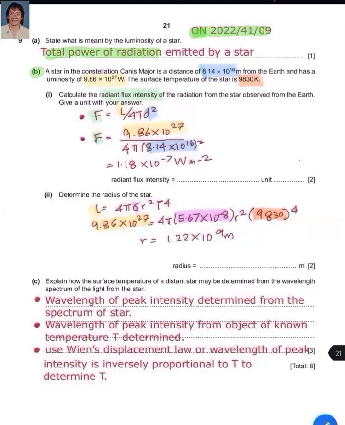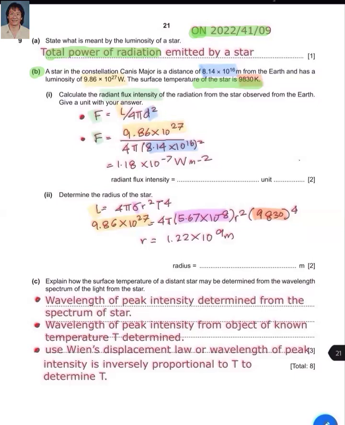Then in part B, a star in the constellation has a distance of 8.14 times 10 power 16 meter from Earth and has a luminosity of 9.86 times 10 power 27 watts. The surface temperature of the star is 9830 Kelvin. Part 1: you have to calculate the radiant flux density of the radiation from the star observed from the Earth. Give a unit for your answer.